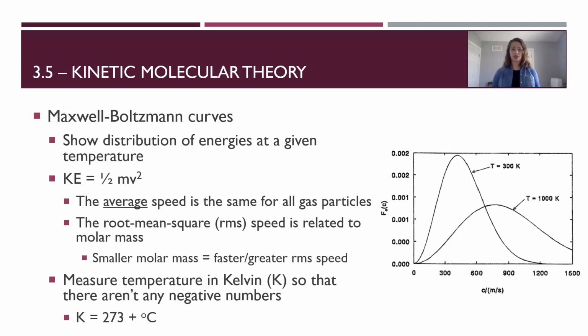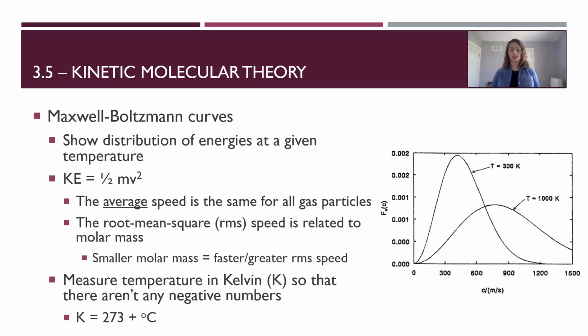The root mean square speed, or RMS speed, is related to the molar mass. So obviously, heavy particles are going to move slower, smaller particles are going to move faster. So the smaller your molar mass, the faster your root mean squared speed. When we're looking at this particular type of graph, we're thinking about the average. So we're looking at the distribution of all the energies at a certain temperature.